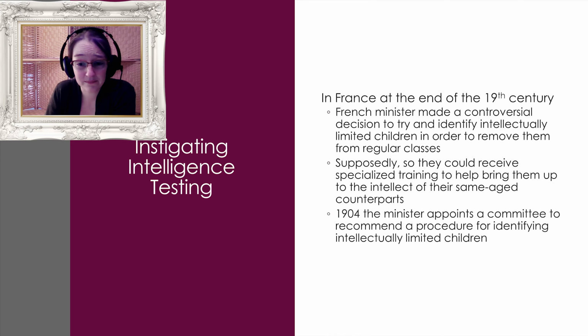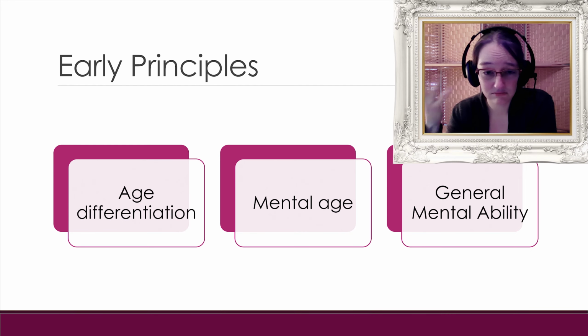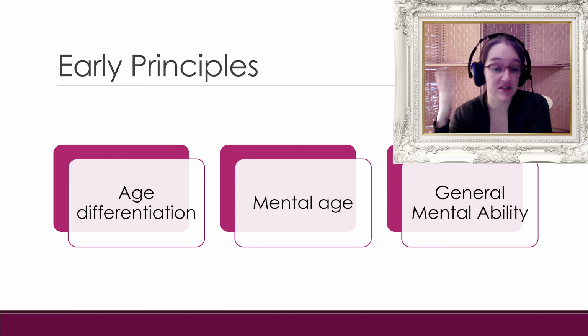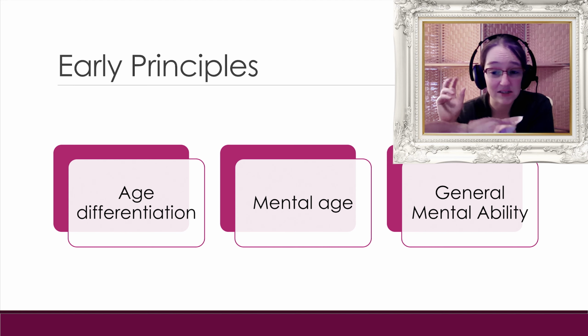It's what they do. We covered this, hinted at lots of aspects of this by looking at norm-based references, but two early principles were age differentiation. So you wanted a means to identify.